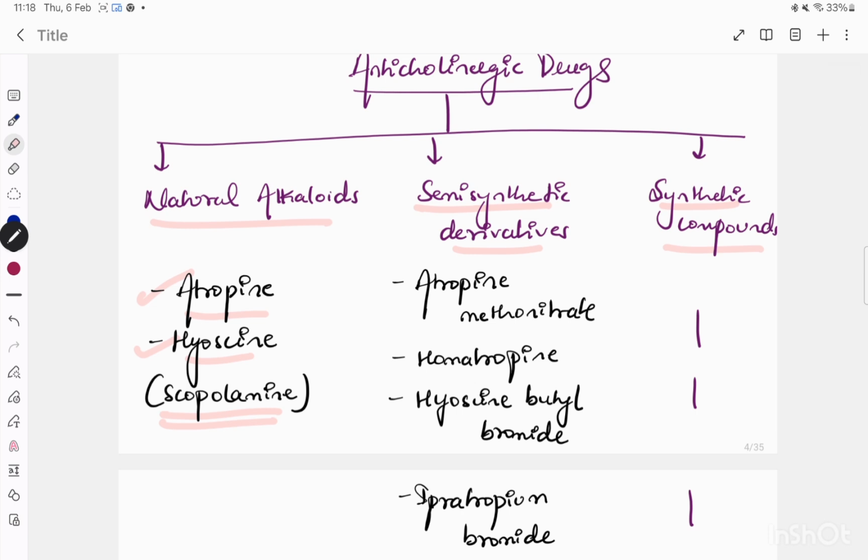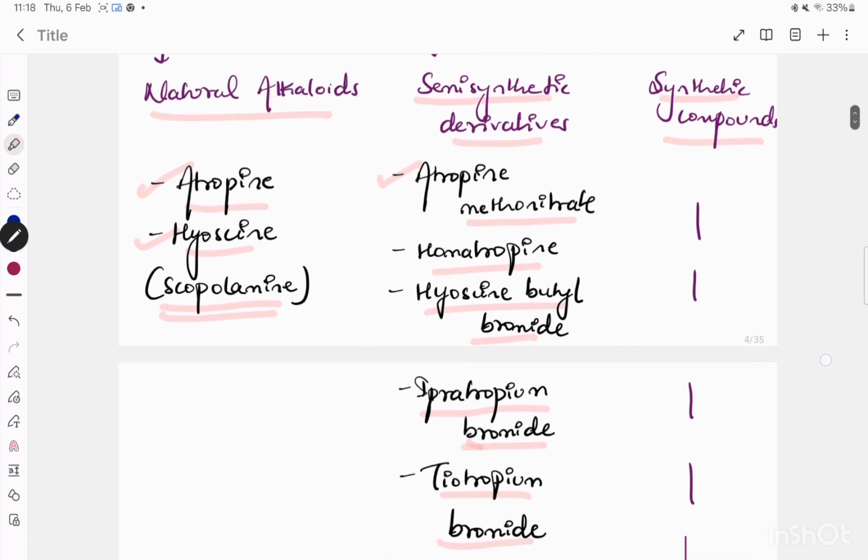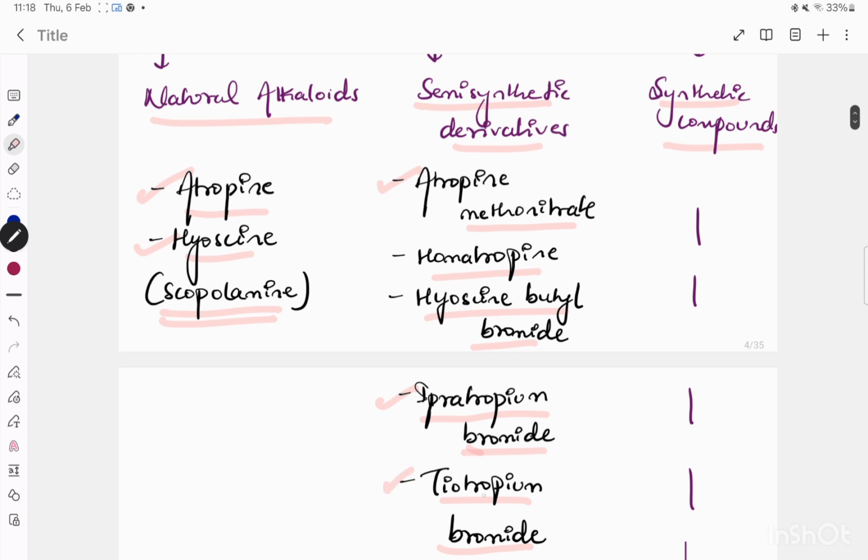Under semi-synthetic derivatives, we have the following drugs: atropine methonitrate, homatropine, hyoscine butyl bromide, ipratropium bromide, and tiotropium bromide. You can remember ipratropium bromide and tiotropium bromide together. Then remember HH, that is homatropine and hyoscine butyl bromide. And the last one is atropine methonitrate. You can remember it this way.